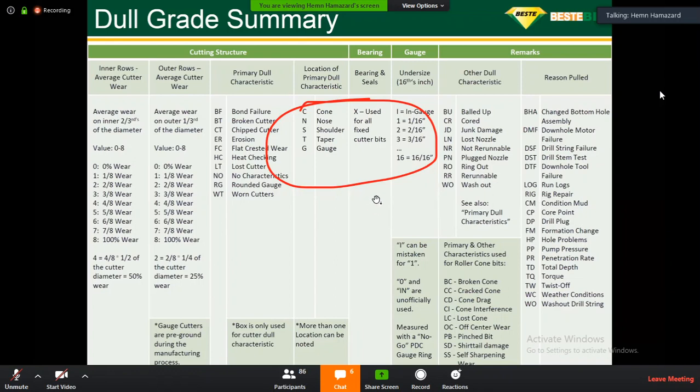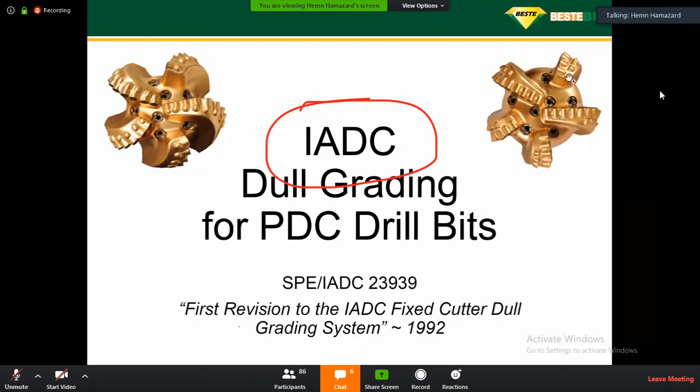So from that, you know whether your bit did a great job or not. The first column is for the inner cutters. For PDC, the inner cutters, if you take a look here, this is a full circle, right? Your bit, for example, if the bit is 12 1/4, you just divide by 3 pieces. 2/3 of the diameter of this bit size is called the inner. Anything outside 2/3 of the bit is called the outer cutters.